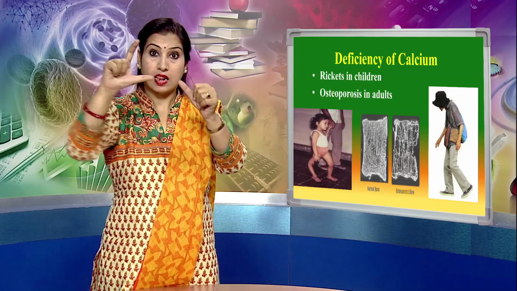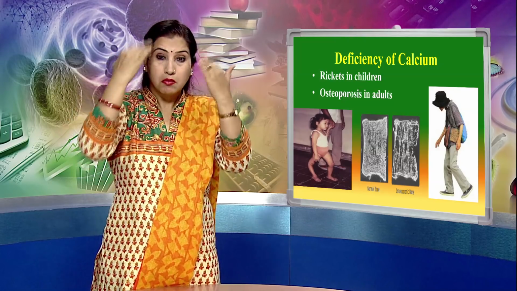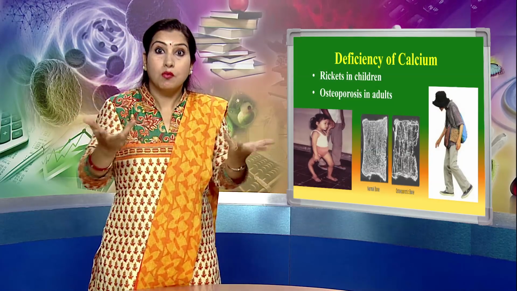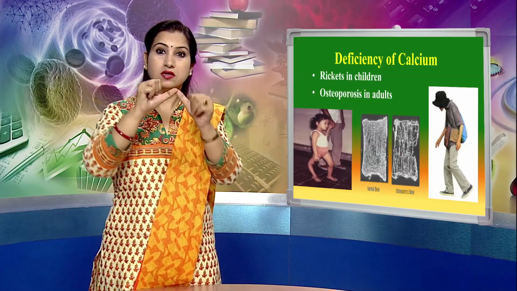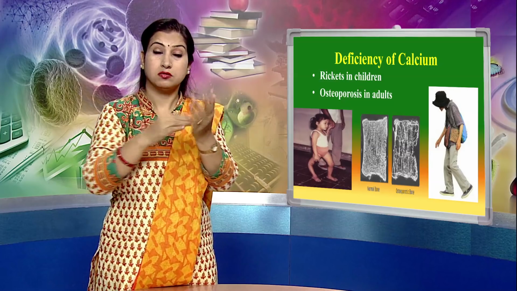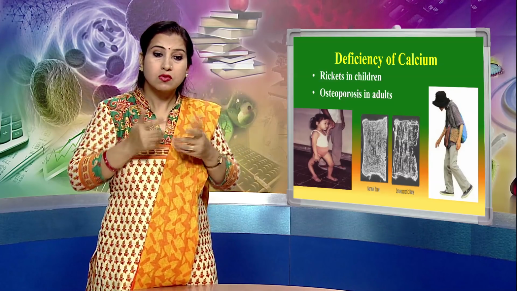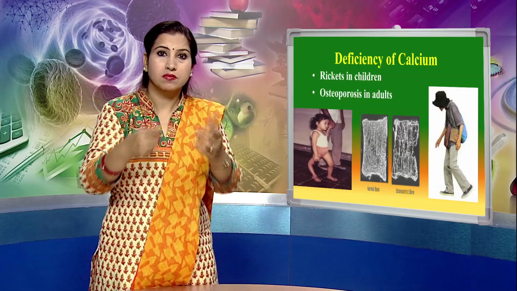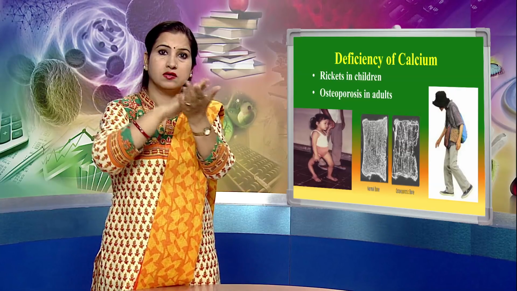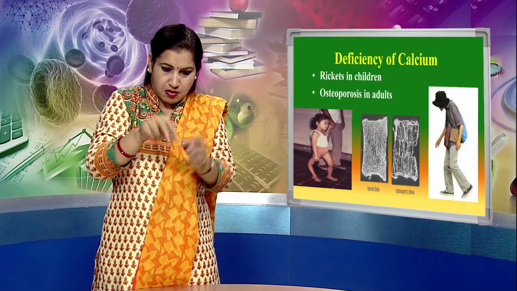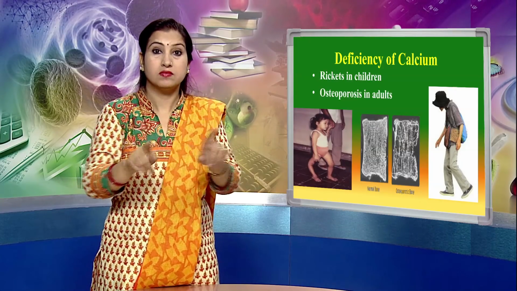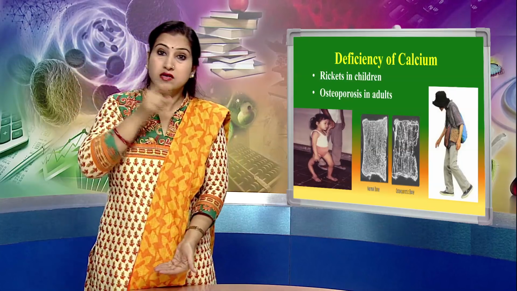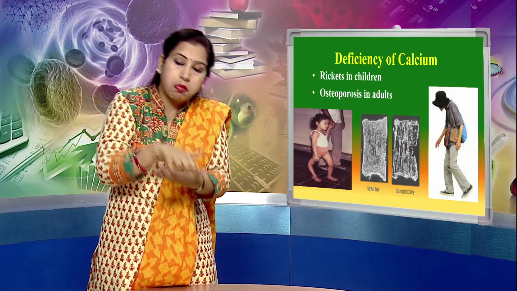Now we will talk about deficiency of calcium. Deficiency of calcium leads to rickets in children and osteoporosis in adults. In adults, the bone becomes porous. Osteoporosis increases the risk of fracture.